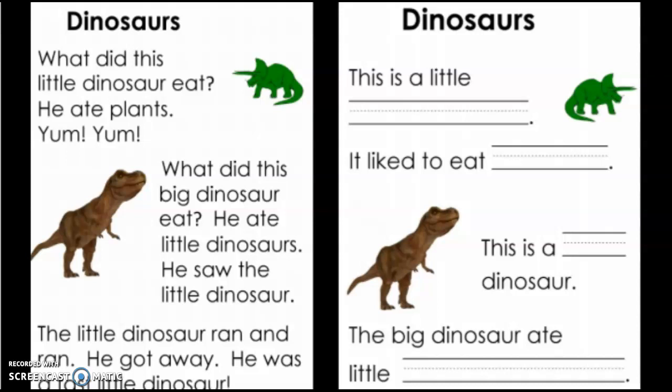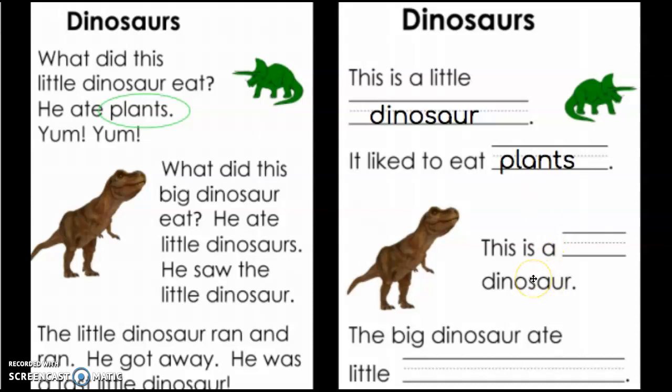Okay, that is a little dinosaur. Yeah, easy. It liked to eat. What did that little dinosaur like to eat? Can you go back in the passage and kind of circle what he liked to eat? It liked to eat. Can you go find it? Plants. It liked to eat plants. I'm just going to fill in that blank so that sentence makes sense.